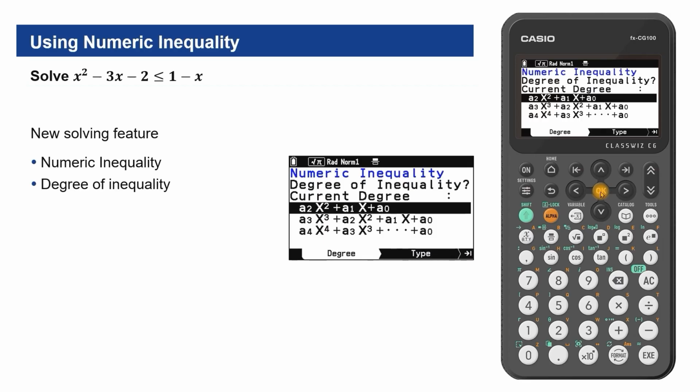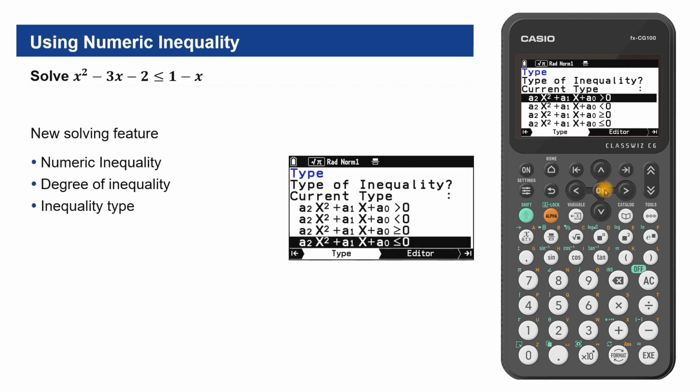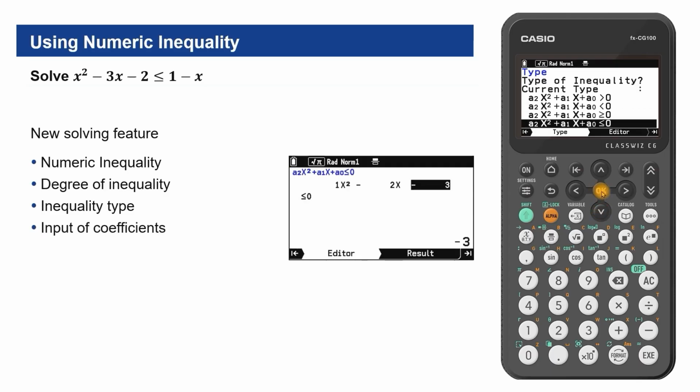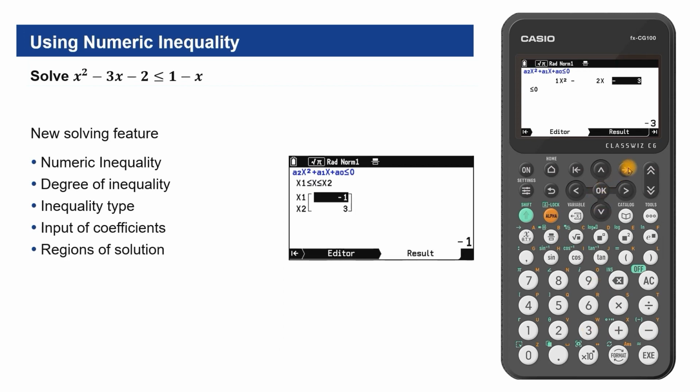First, the degree needs setting, ranging from quadratic to quartic. And then the type, greater than or less than, strict or non-strict. Tab to input the coefficients. The solutions are output in decimal list with the region given.